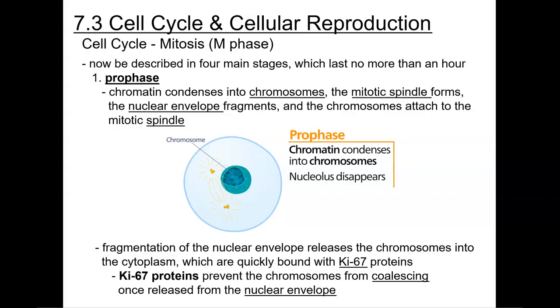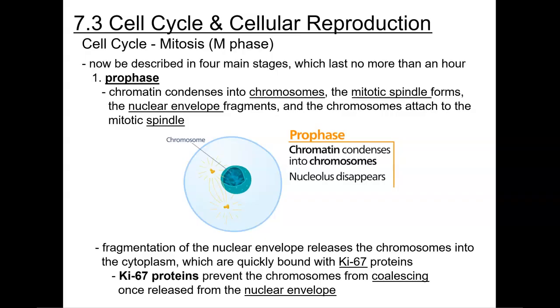So the mitosis or M phase is going to be divided up into four main stages. And this takes no more than around an hour to completely go through these phases. The first step is going to be prophase. That's where the chromatin, remember, that stringy DNA, is going to condense into chromosomes, so now you can see them. The mitotic spindle fibers are going to start to form. The nuclear envelope is going to start to fragment and break down, and then you're going to have the chromosomes attached to the mitotic spindle.